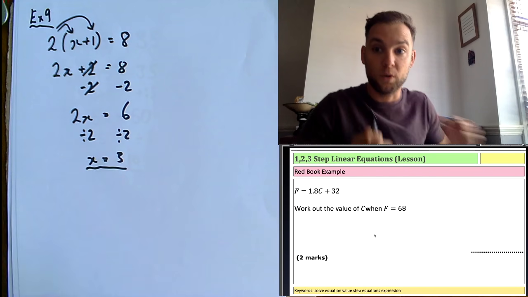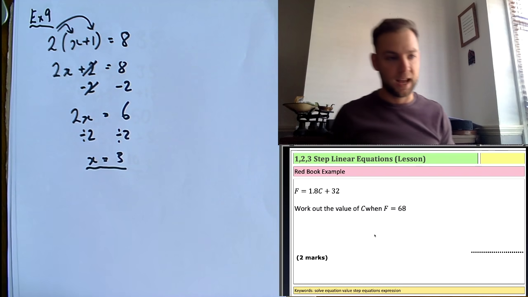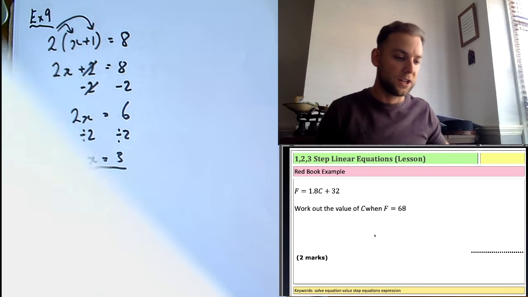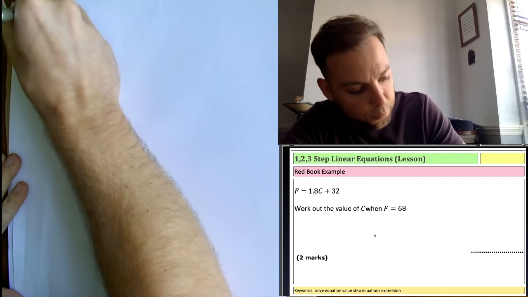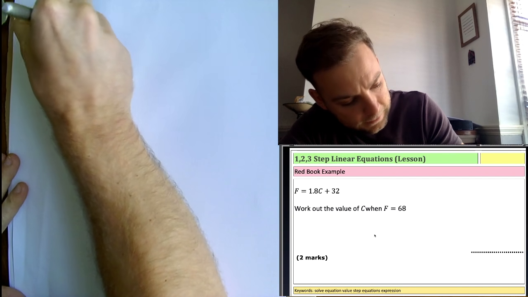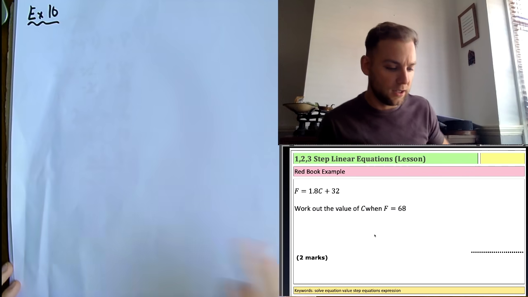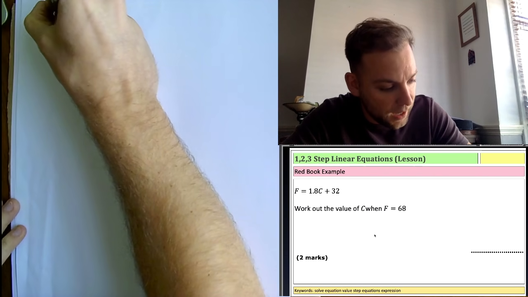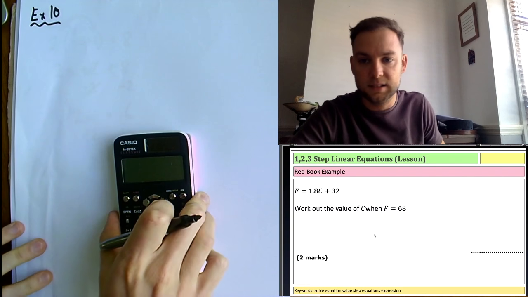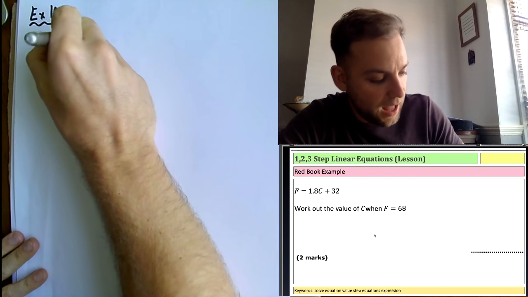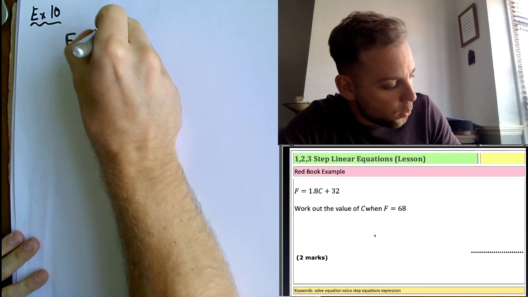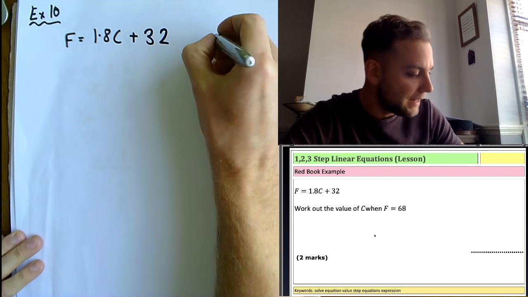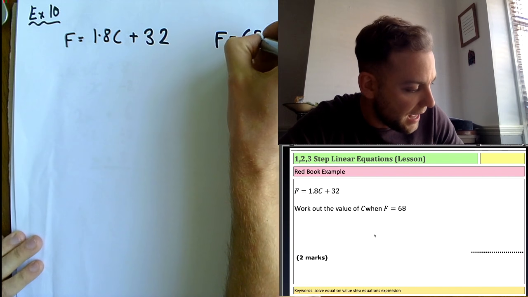Now, we're stepping up to the harder ones now. Okay, this is a past paper question from, I think it's part of a crossover actually. So this here is example 10. Now things are starting to look a little bit different here with this one. I will tell you this was on the calculator paper, so I can use my calculator for this. So, f is equal to 1.8c plus 32, and f is equal to 68.